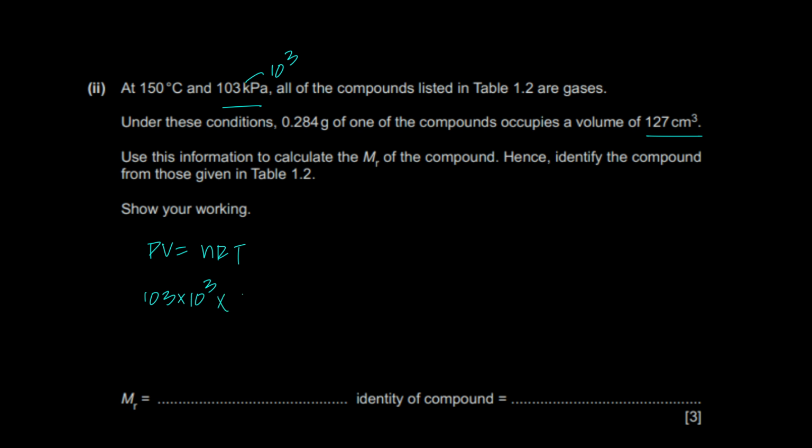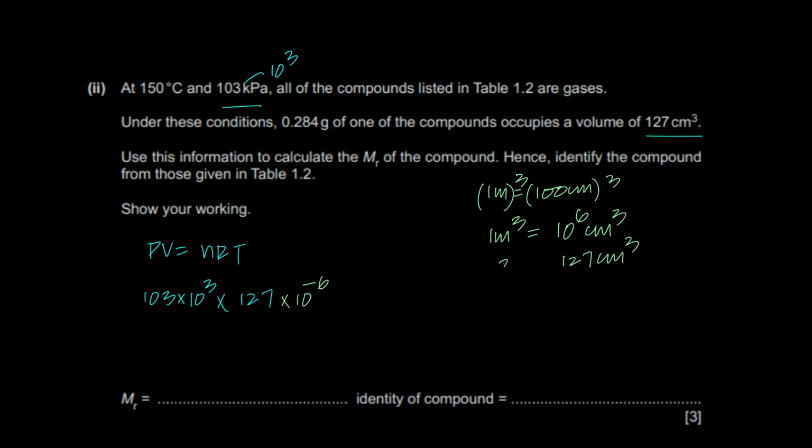Volume is given, it's 127 cm cube, but convert it into meter cube. It should always be in meter cube. Therefore, multiply this by 10 raised to the power minus 6. If you don't know this, 1 meter equals 100 centimeter. If I cube this, 1 meter cube would be equal to 100 centimeter cube, and 100 centimeter cube is basically 10 raised to the power 6 centimeter cube. So if you go from centimeter cube into meter cube, it would be 10 raised to the power minus 6. Write it here: 127 cm cube would be how many meter cube? Cross multiply, you get 127 into 10 raised to the power minus 6, or 127 divided by 1000.